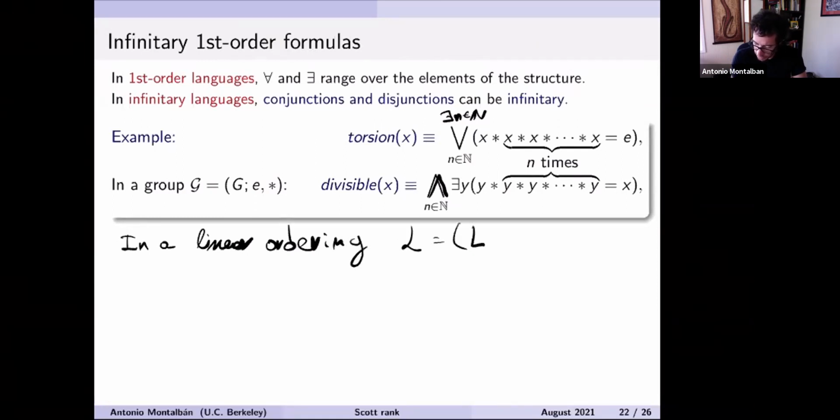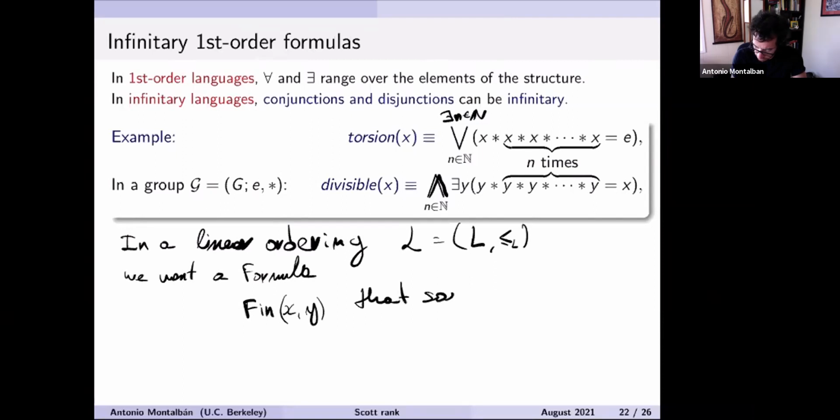In a linear ordering L, which has a domain L and an ordering, we want a formula, call it thin, of x comma y, that says that the interval is finite. Okay, so there are only finitely many things in between x and y. How will you guys write that formula?